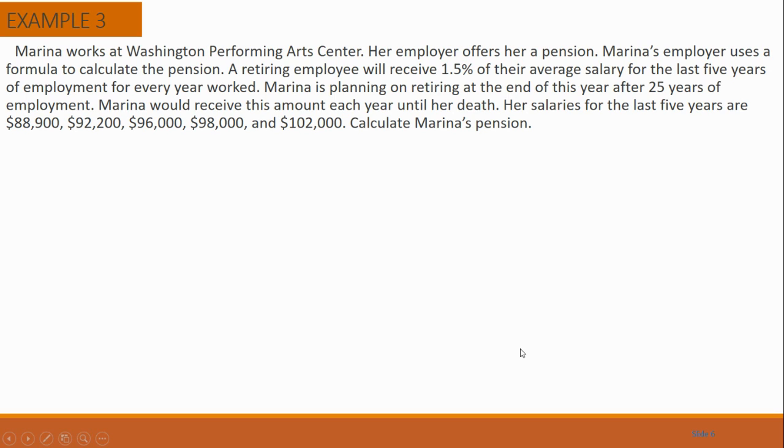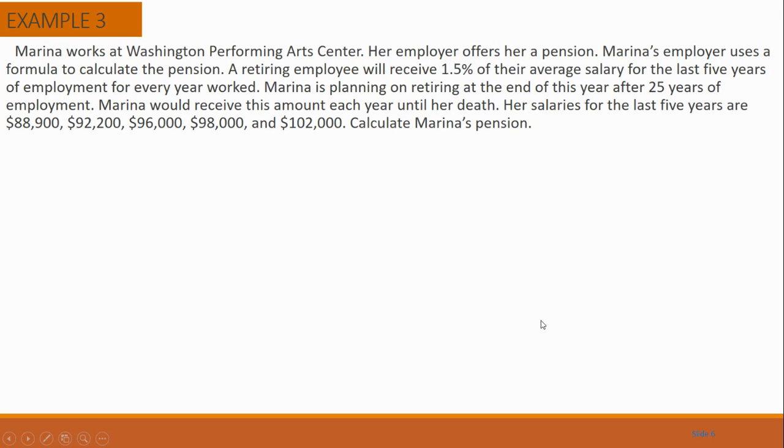A retiring employee will receive 1.5% of their average salary for the last 5 years of employment for every year worked. Marina is planning on retiring at the end of this year after 25 years of employment, and Marina would receive this amount each year until her death. Her salaries for the last 5 years are $88,900, $92,200, $96,000, $98,000, and $102,000. We're going to calculate Marina's pension.